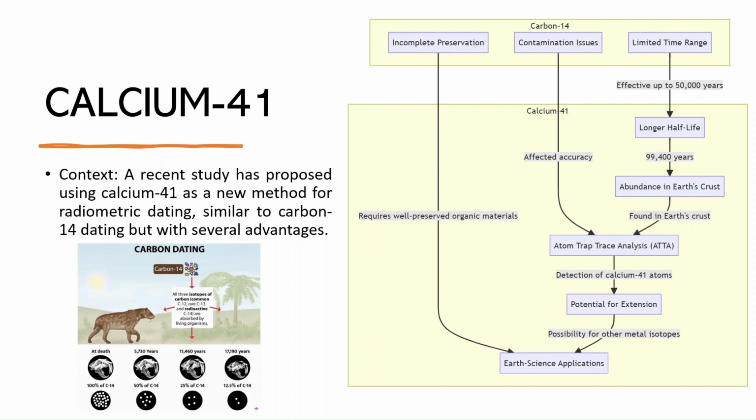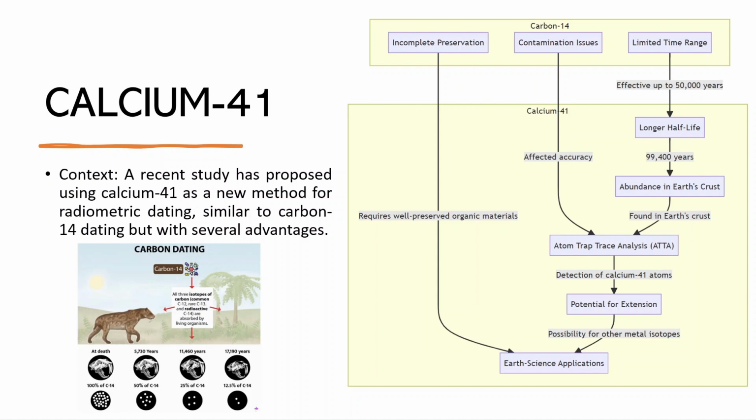However, the carbon-14, as you see in the diagram, the dating has its own limitations, such as the contamination issues, incomplete preservation issues, and also it has a very restricted time range. This can affect the accuracy of age estimates, and that's where the calcium-41 comes into the picture. A recent study has proposed that using calcium-41 isotope as a new method for radiometric dating will offer several advantages.